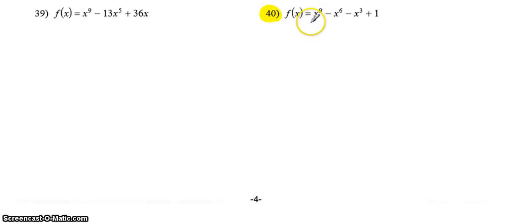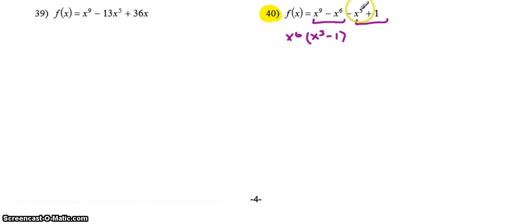So what next? Well, there are four terms, and so I'm going to look to factor by grouping, just like I did with the last problem that I showed you. Look at the first two terms and the last two terms. The first two terms share an x to the sixth in common, and if I divide that out, I'm left with x to the third minus 1. Next, I've got x to the third plus 1.